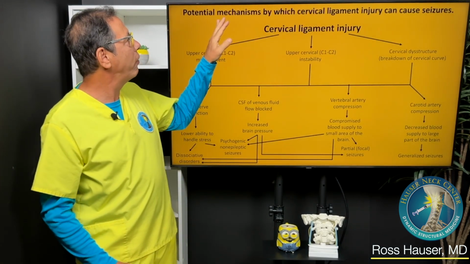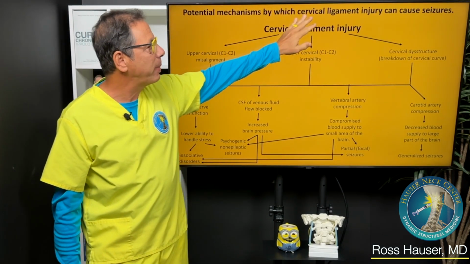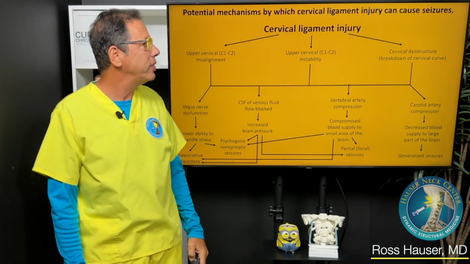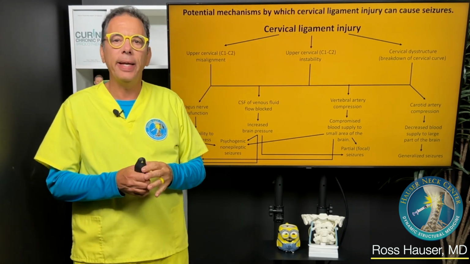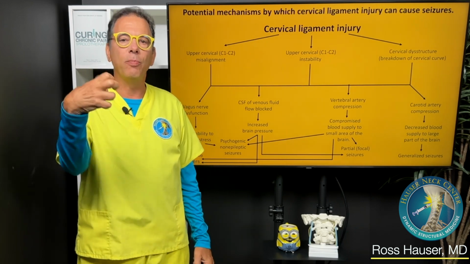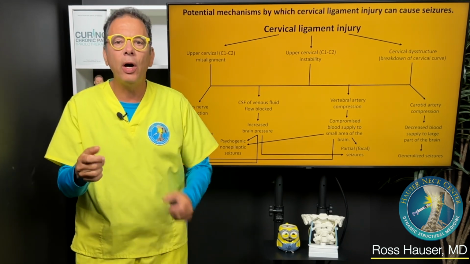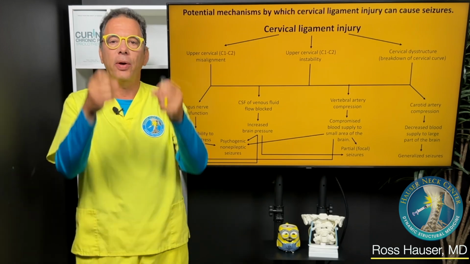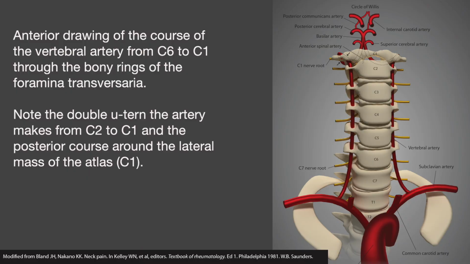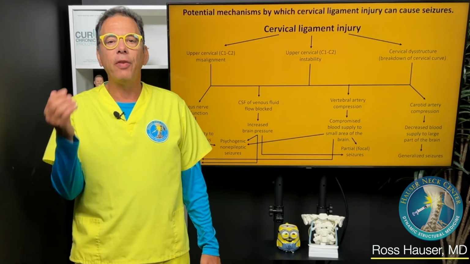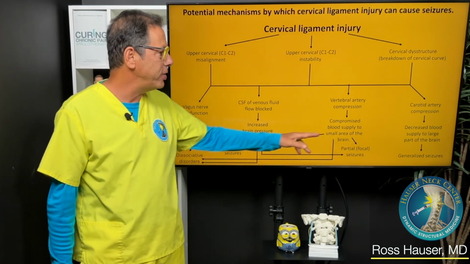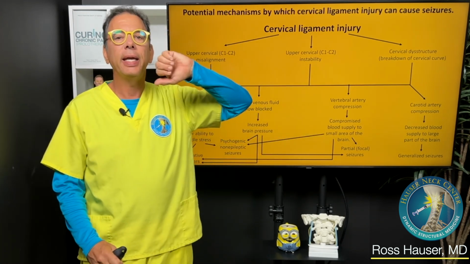And this is kind of an overview. Potential mechanisms by which cervical ligamentous injury can cause seizures. So cervical ligamentous injury causes excessive movements of bone. And we know that the vertebral arteries are actually in the foramina within the cervical vertebrae, and it loops through the atlas. And the atlas, or the top vertebrae, is how we can rotate our head. So if you have upper cervical instability, it's very easy for the vertebral artery to be kinked.